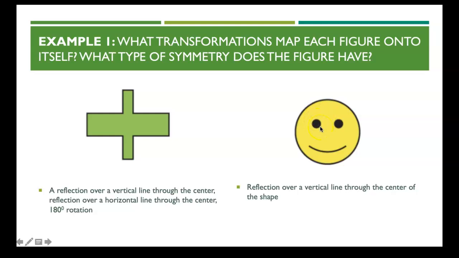And that would give it that. So the little plus sign here has reflection symmetry and rotational symmetry, and also point symmetry because its rotational symmetry is 180 degrees. This smiley face guy only has reflection symmetry through that center line.